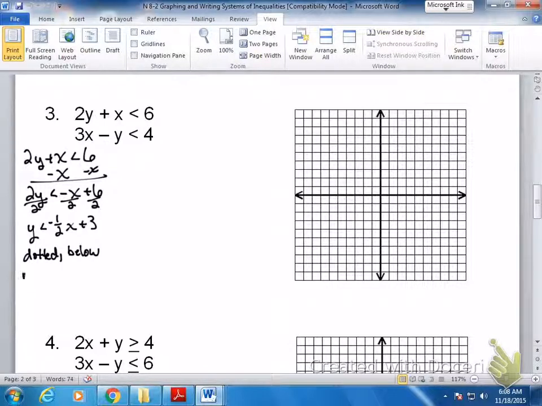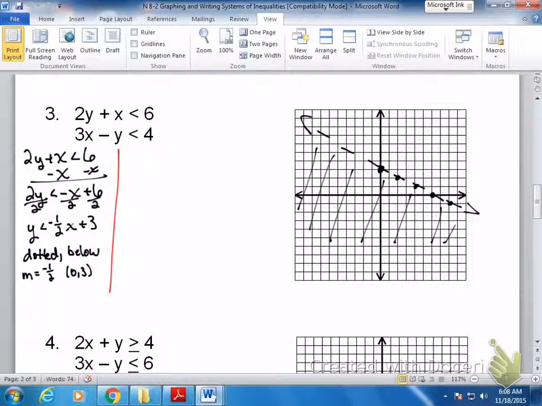We have a slope. Our m is negative 1/2. And our y-intercept is 3, so it's the point 0, 3. So I'm going to come over here and graph this one. So let's see, over 0, up 3 would be about right here. It's negative 1 over 2, so I'm going to go down 1, right 2. And I'm going to draw in my dotted line. Okay. It's said to shade below, so I'll mark my shade below. So we've got one of them done. I'm going to switch colors.